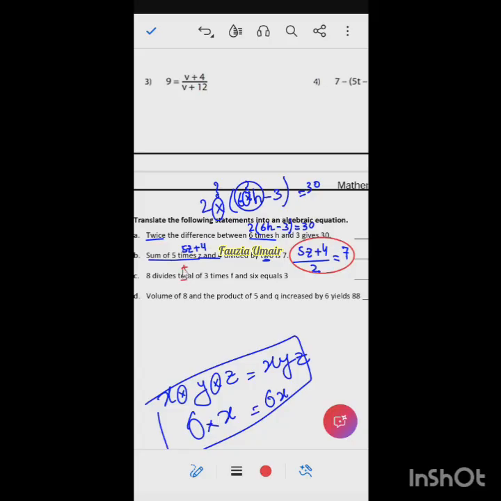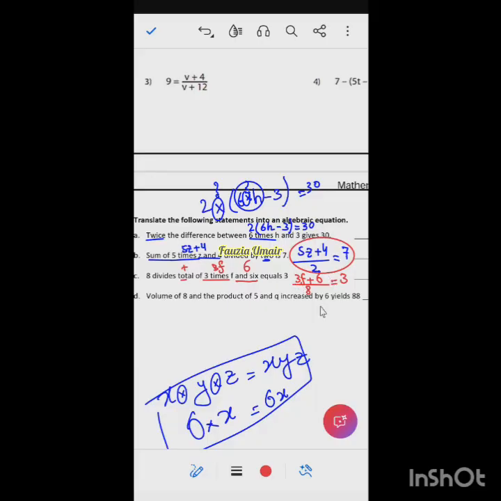Total is a keyword for plus, for addition. 3 times f, what is 3 times f? 3f. 3f and 6, which we have to add. So it will be 3f plus 6. Divides 8, so it means it is divided by 8 equals what? Equals 3. So 8 divides 3f and 6 equals 3. Is this making sense?